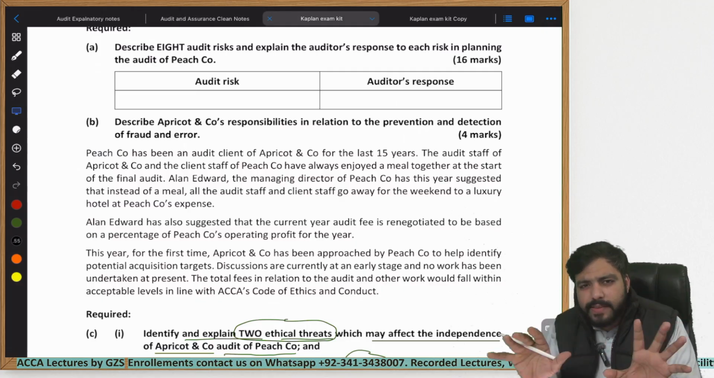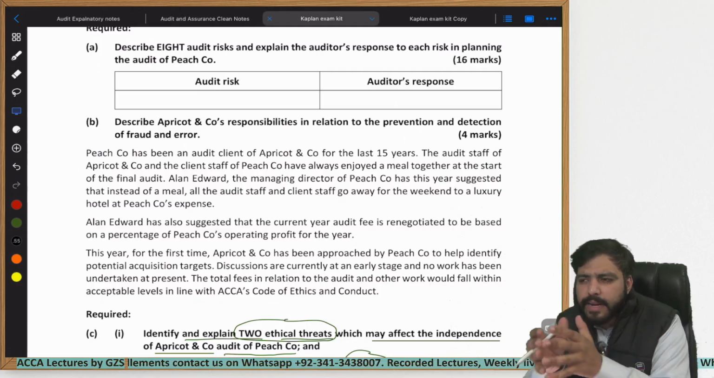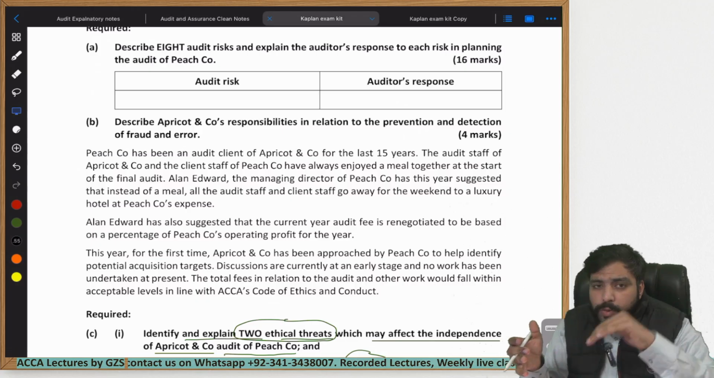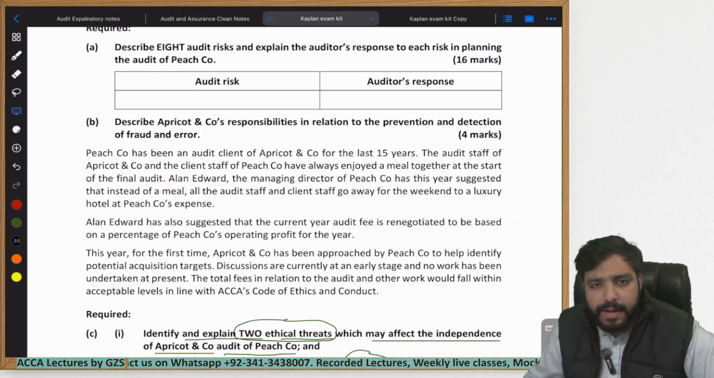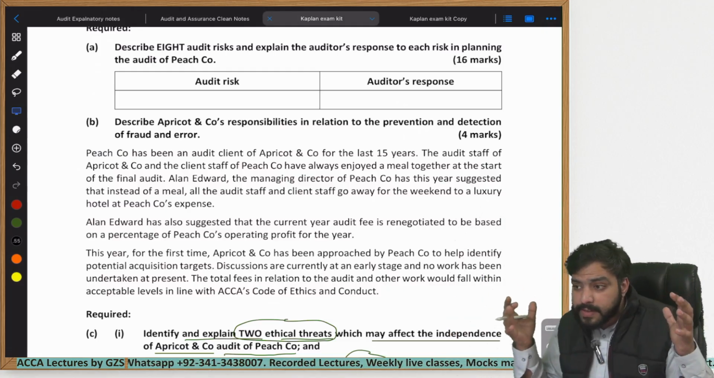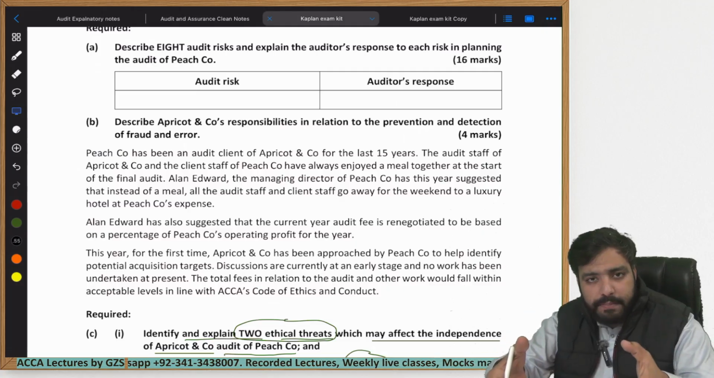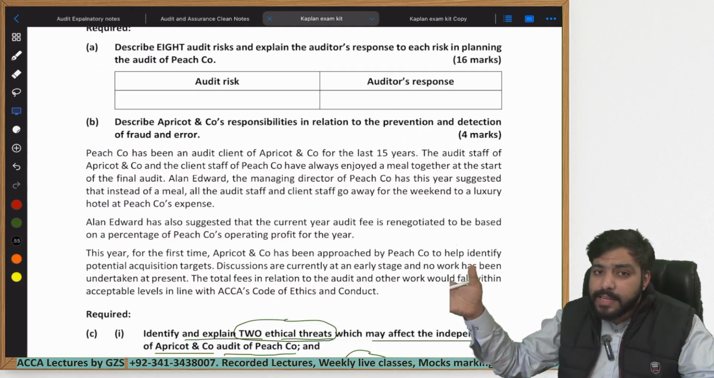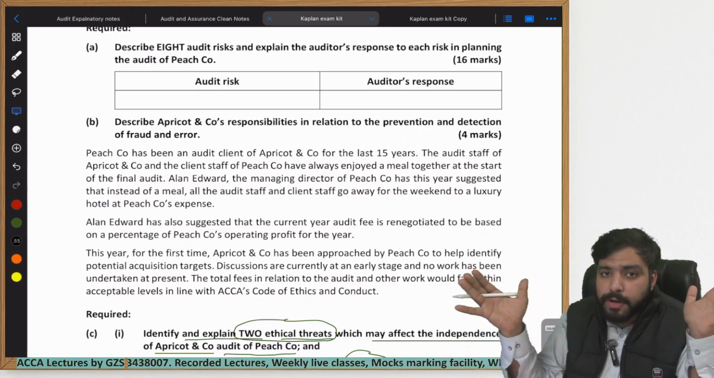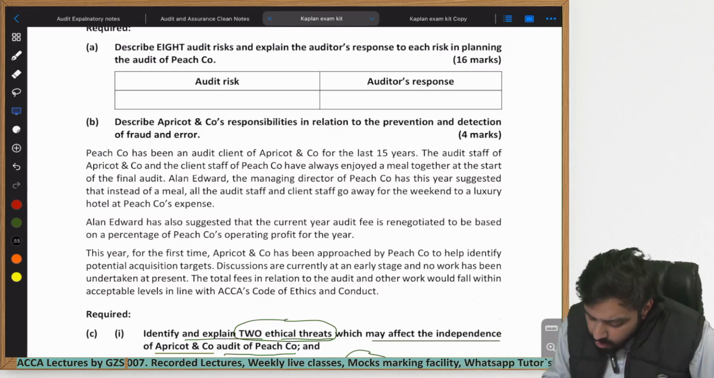Because lunch itself, when you pay for one person, is not a lot of amount. But let's say the client is paying for all the 20 or 30 different staff members that have been allocated in the audit team here, then the amount would be huge, right? It would be considered a huge gift to the audit team. And gifts and hospitality which are non-trivial are not allowed to be accepted from the audit client. But such a thing has not been mentioned here.